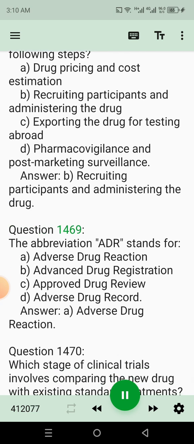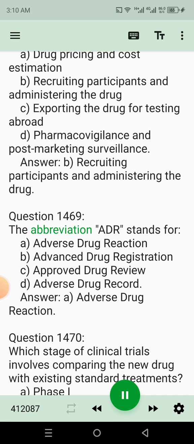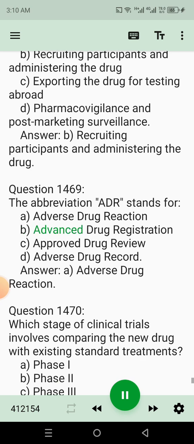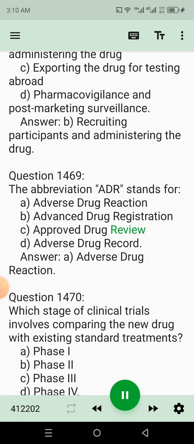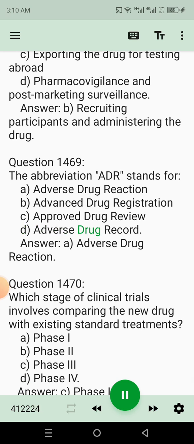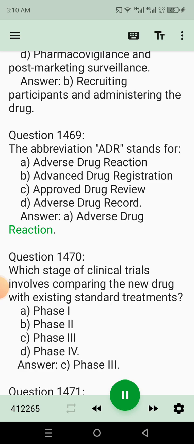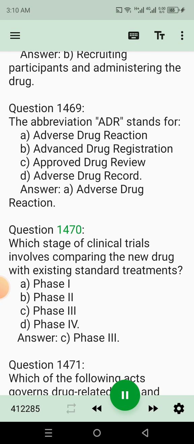Question 1469. The abbreviation ADR stands for A. Adverse drug reaction. B. Advanced drug registration. C. Approved drug review. D. Adverse drug record. Answer. A. Adverse drug reaction.